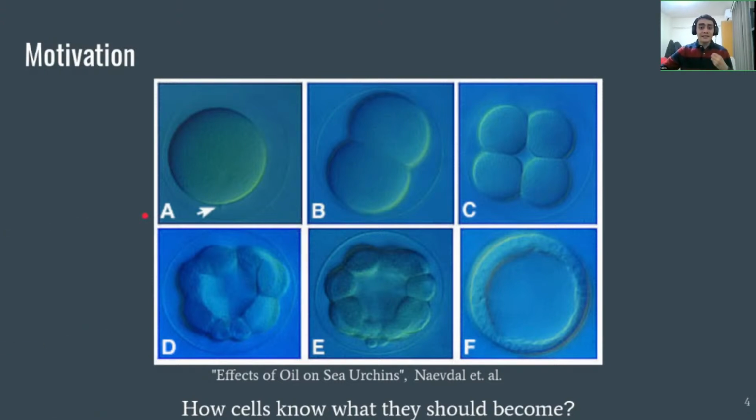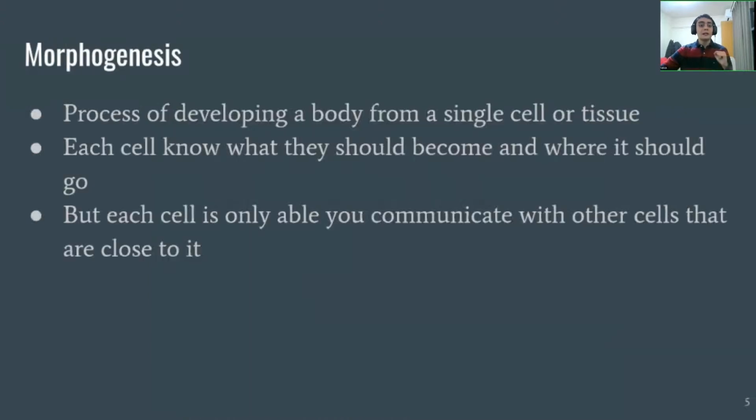I mean, how did they organize themselves and decide that this one should be a muscle and this one should be a brain cell? This process of developing a body from a single cell or tissue is very complex and is called morphogenesis. And in it, each cell is only able to communicate with other cells that are close to it. In this research, I want to understand this process better. So, to tackle this problem, I'm using a bottom-up approach from the field of artificial life. I am creating a simulation using cellular automata that can reproduce the process of morphogenesis. And by analyzing this model, I can get more insights about the phenomenon.